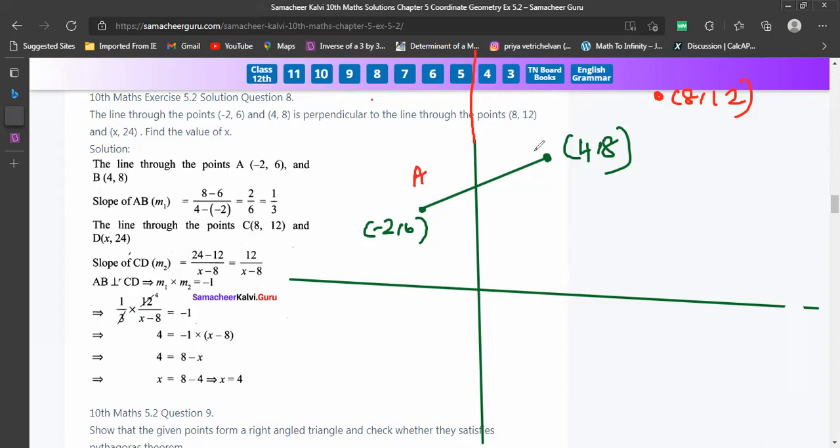So you are considering this line as AB. The other line is CD. They're saying the line through the points (-2, 6) and (4, 8) is perpendicular to the line through the points (8, 12) and (x, 24), which means AB is perpendicular to CD. They're trying to say that this line is perpendicular to this line.